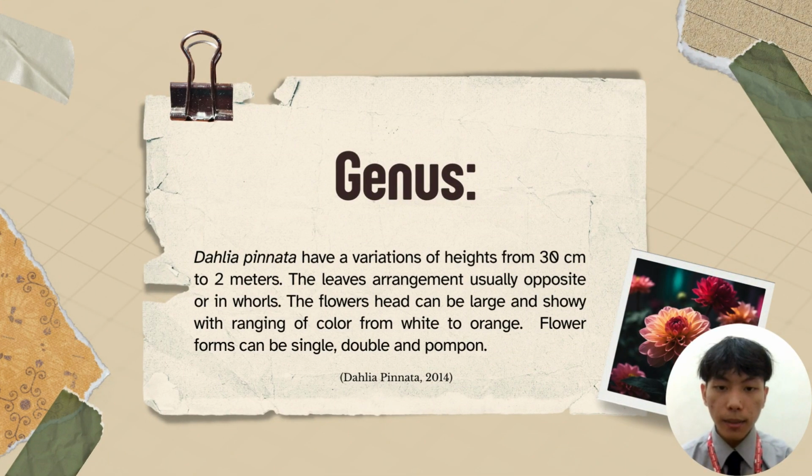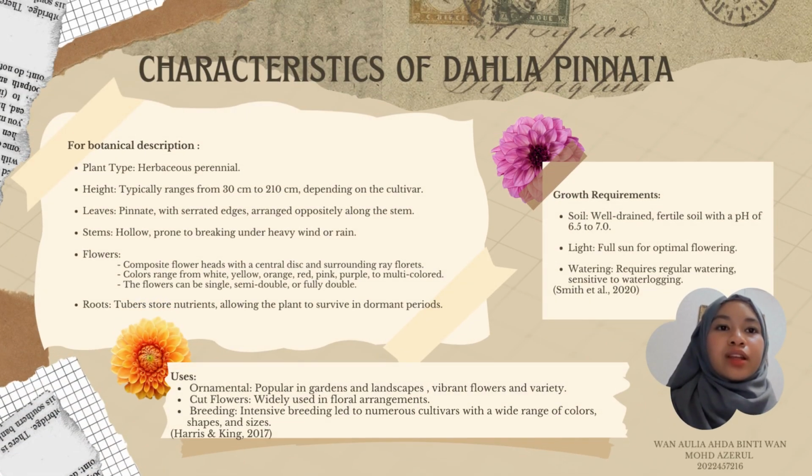For genus, Dahlia Pinnata have a variation of height from 30 cm to meters. The leaf arrangement is usually opposite. The flower head can be large and showy with a range of colors. Next, some characteristics of Dahlia Pinnata.